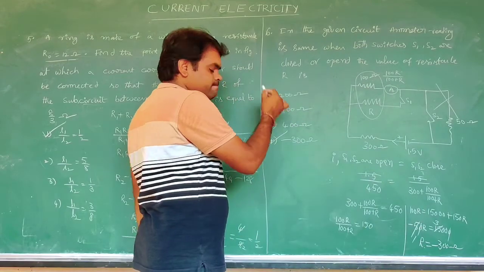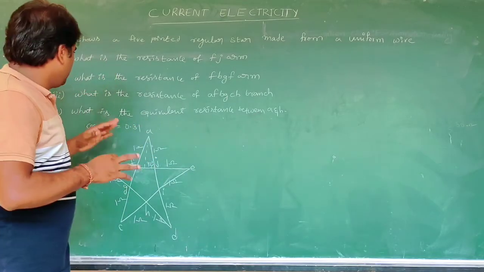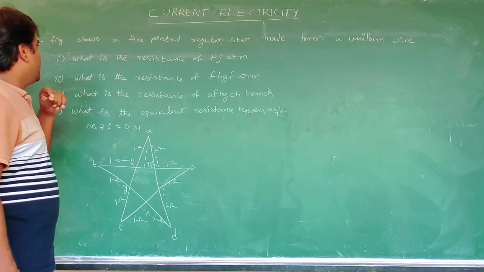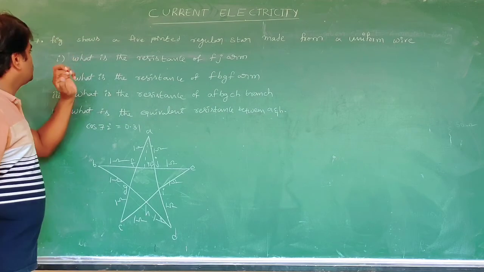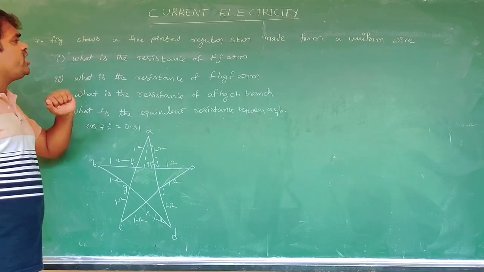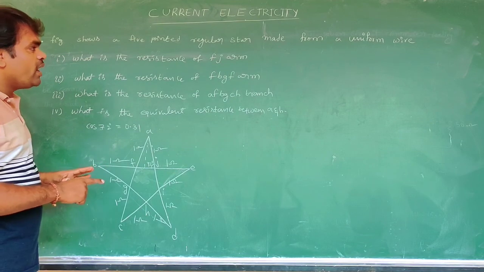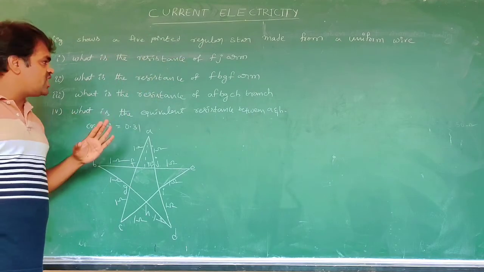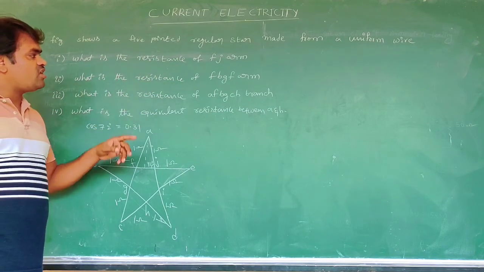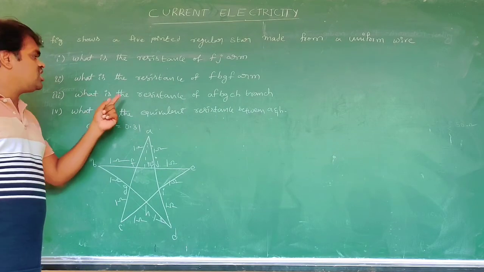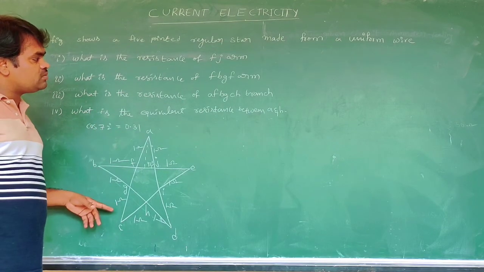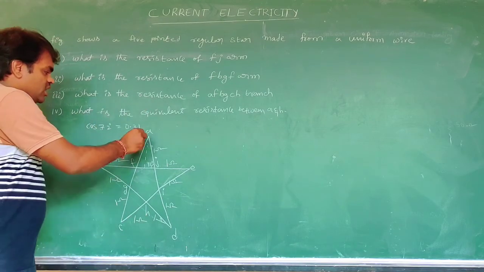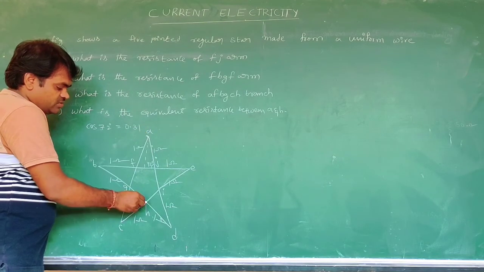Now we are going to discuss a very important problem. It is not an objective question. It is for advanced questions. Like you see, the figure shows a 5-pointed regular star made from a uniform wire. What is the resistance of FJ? What is the resistance of FBGF? What is the resistance of the AFBGCH branch? What is the equivalent resistance between A and H?